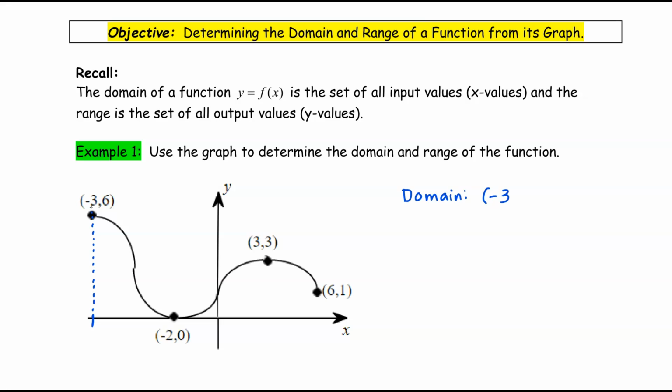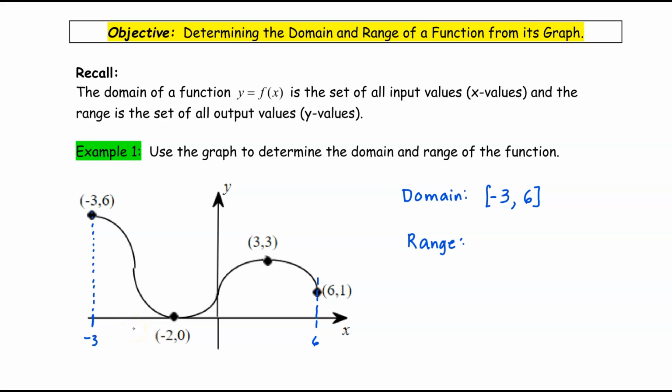Well, -3 is included because you see it's shaded here, so you include -3. So -3, 2, and then the graph goes up to 6. So it is from -3 to 6. So you look at the x value. So the x here is 6. So it's from -3 to 6. That is your domain.